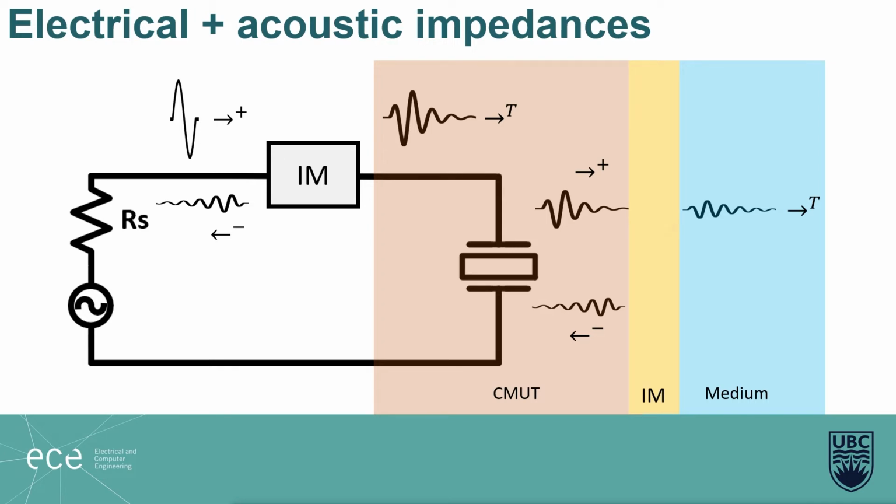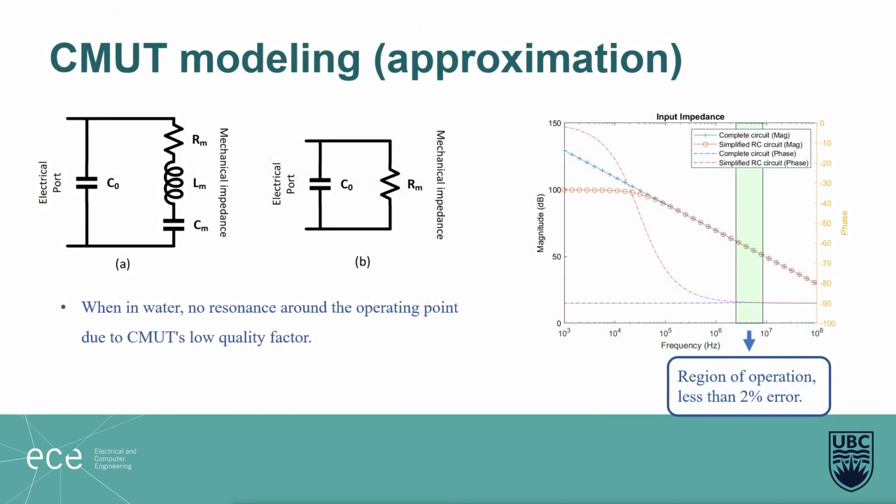In our case, we will be focusing on electrical matching only. To understand why, first we need to introduce the small signal model of the CMUT, shown in figure A. During normal submersed operation, the CMUT has a very low quality factor. The quality factor is low enough such that there is no resonance effect. We can take advantage of this property and simplify the small signal model in A to B when the frequency of concern is in the shaded area. The simplified circuit consists only of the intrinsic capacitance of the CMUT and the mechanical and acoustic load.